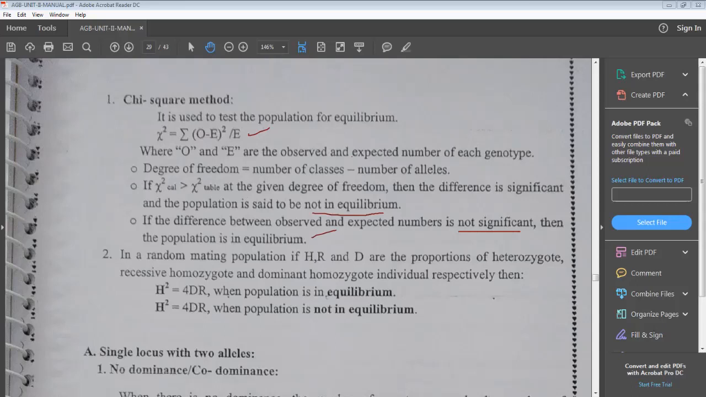This is the second method. In a randomly mating population, if H, R, and D are the proportions of heterozygote, recessive homozygote, and dominant homozygote individuals respectively, then H square is equal to 4 D R. Here H is the heterozygote, D is the dominant, R is the recessive. If it is like this, then it is an equilibrium population. If this is not there, then it is not in equilibrium.